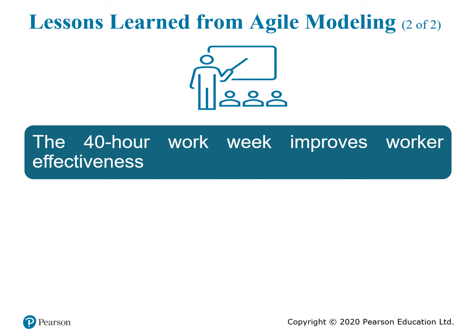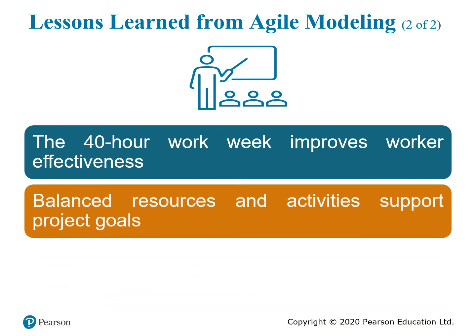Okay, and lesson 4 learned from agile modeling is that the 40 hours a week technique improves the workers' effectiveness, because they are full-time focusing and giving their time without any interruption, any other work, just for the system development process. And then balance resources and activities.